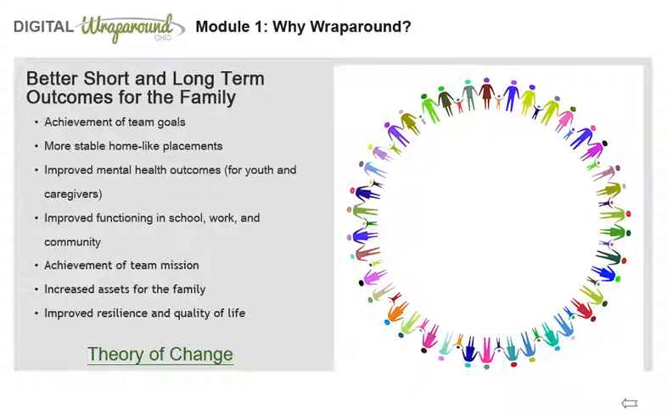Wraparound works because of the various elements we have described work together to help families. That is the bottom line. It is a means, an approach that has been found to be effective in helping families with youth having more complex needs. In the following module, we will dig deeper into the principles that underlie the wraparound process that informs the practice model.